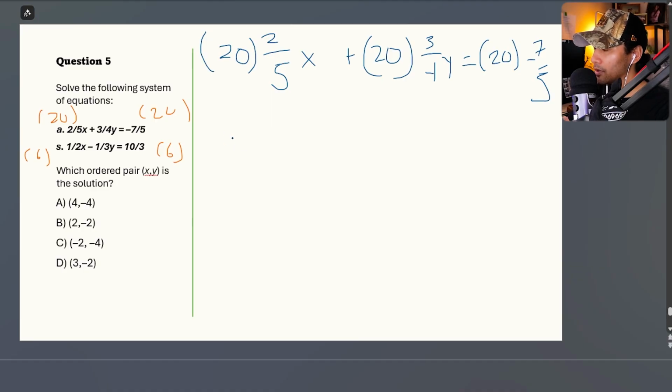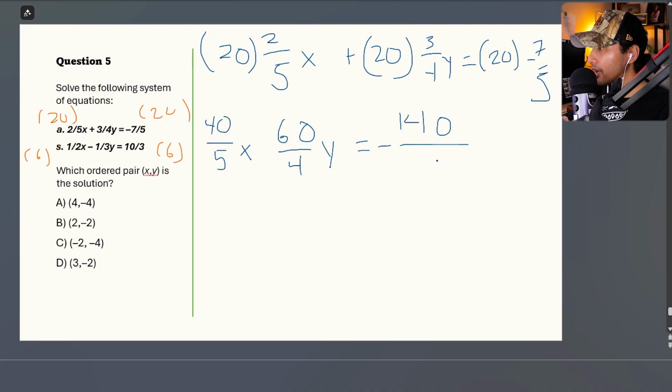20 times 2, that is 40 over 5x. And then what is 20 times 3? That is 60 over 4y. And then 20 times 7 is 140, and I believe this is going to be a negative number, divided by 5. Okay. 40 divided by 5 is 8x. And it's a plus. Did I miss that? Yes.